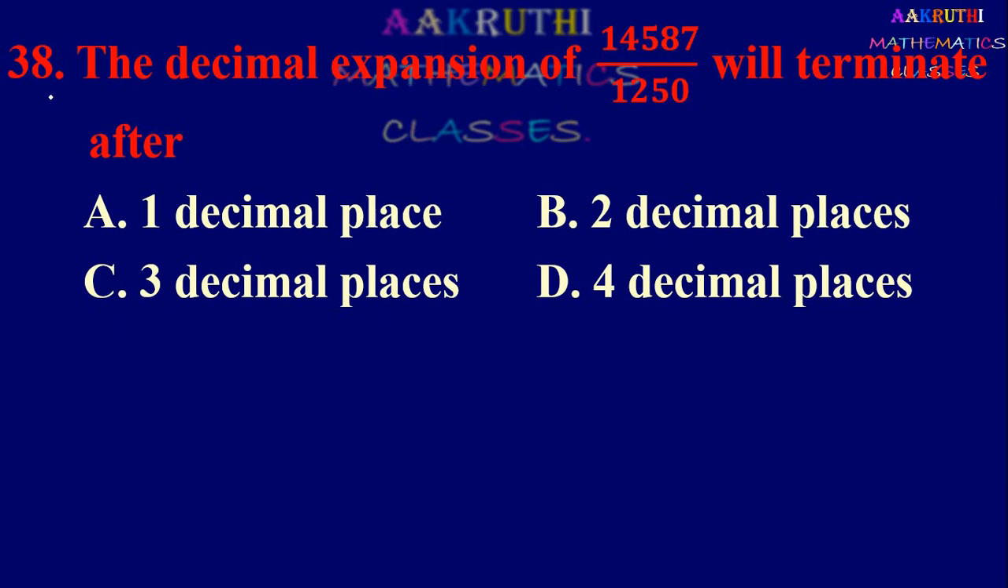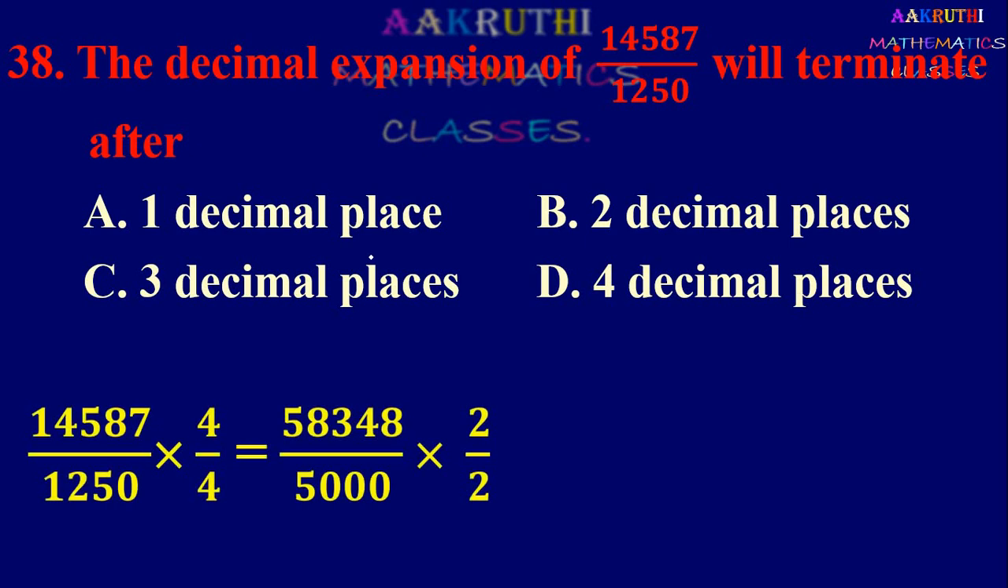So next question, question number 38. The decimal expansion of 14,587 divided by 1,250 will terminate after. So here also we have to find after how many decimal places the decimal expansion will terminate. So here we have in the denominator 1,250. So we multiply by 4 to get 5,000. That is, when we multiply 1,250 by 4 we get 5,000. That is, we multiply both numerator and denominator by 4.